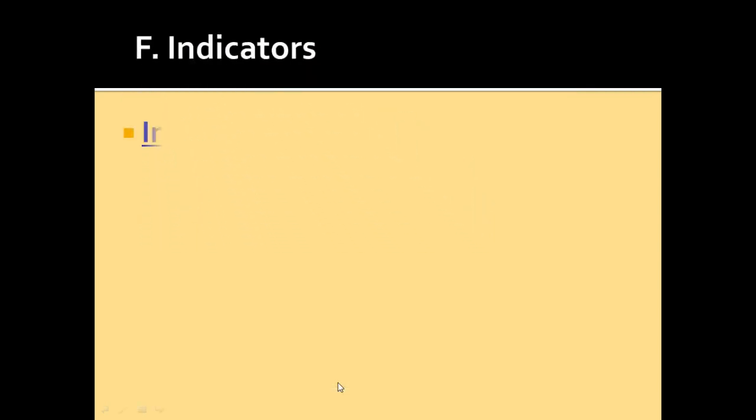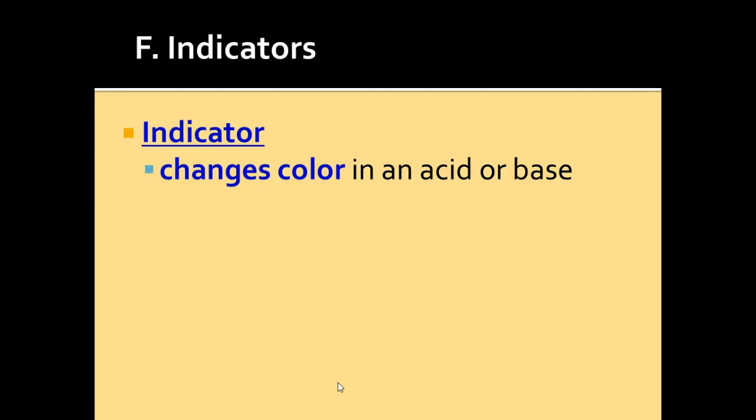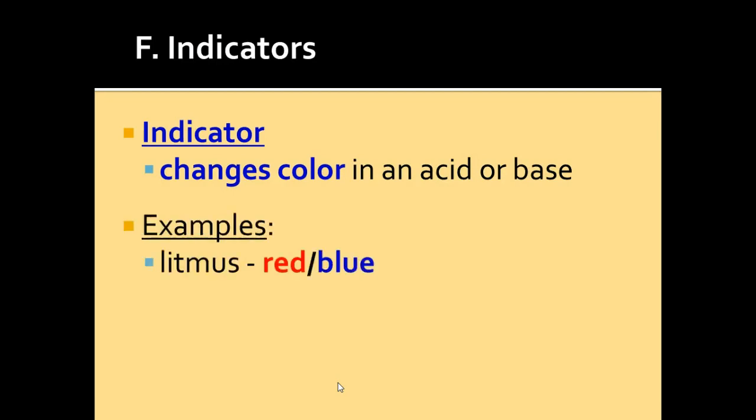And then here we're going to finally talk about indicators. An indicator, just like the definition says, is something that changes color, indicates something. So indicators change color in acid or base to indicate its pH. So here we have several examples. I'm sure some of you have used litmus paper before, and litmus paper is a paper that changes color in acids or bases, and it turns red in acids and blue in bases.